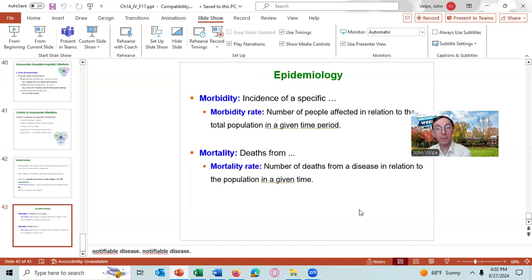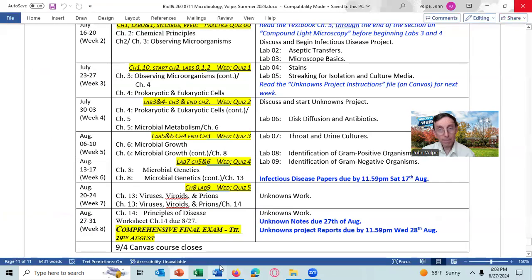Two terms you should know for epidemiology: morbidity is the incidence of a specific notifiable disease. The morbidity rate is the number of people affected in relation to the total population in a given time period. So morbidity would be the total incidence of something like COVID-19. Mortality is the deaths from a notifiable disease. The mortality rate is the number of deaths from a disease in relation to the population in a given time. Any question about morbidity, the incidence of a disease, or mortality, the deaths from a specific disease? All right, if not, that's it for this chapter. I think we are all done.